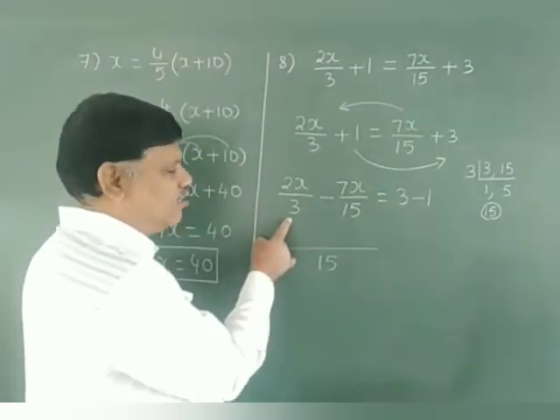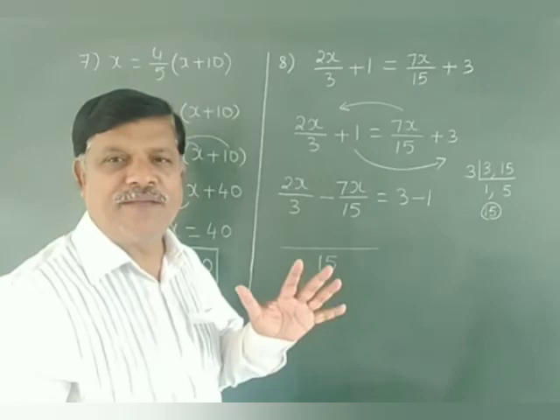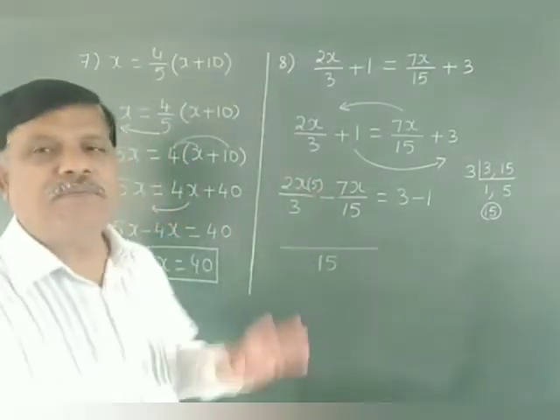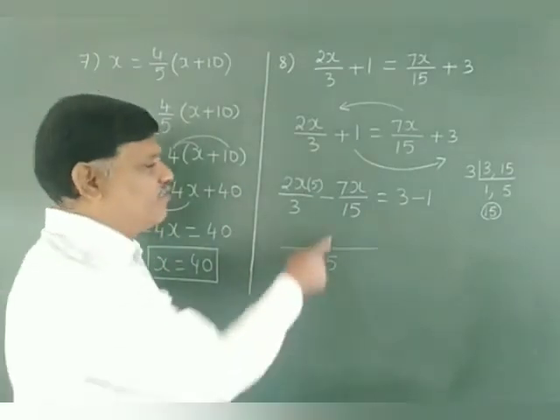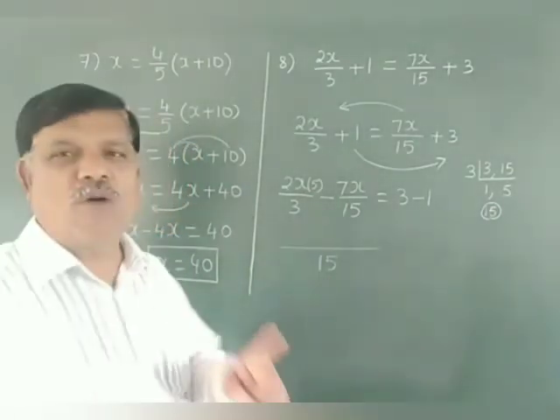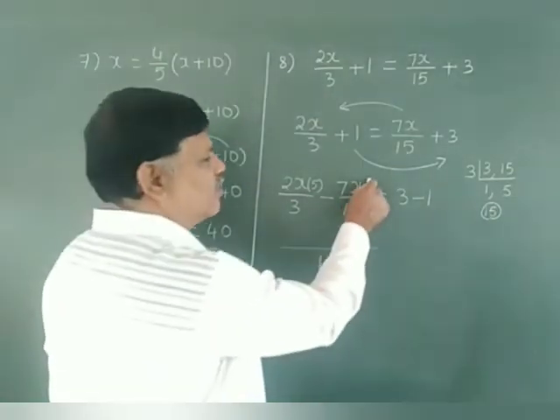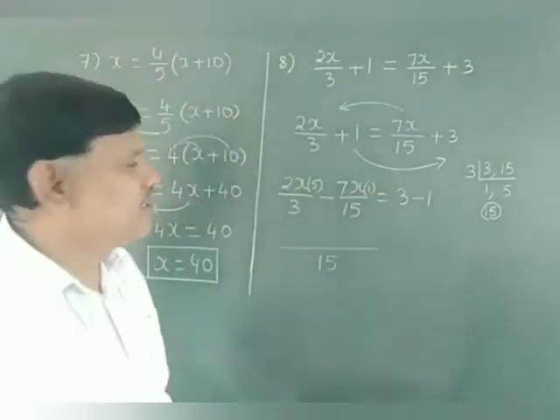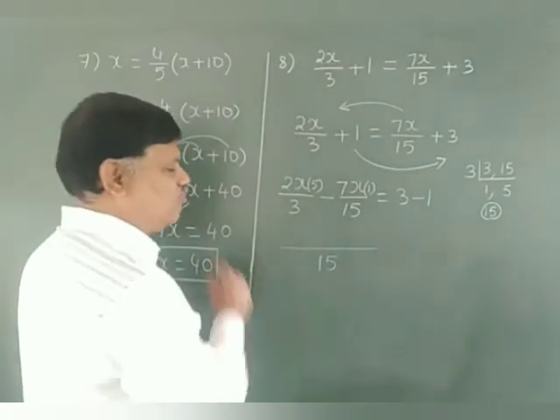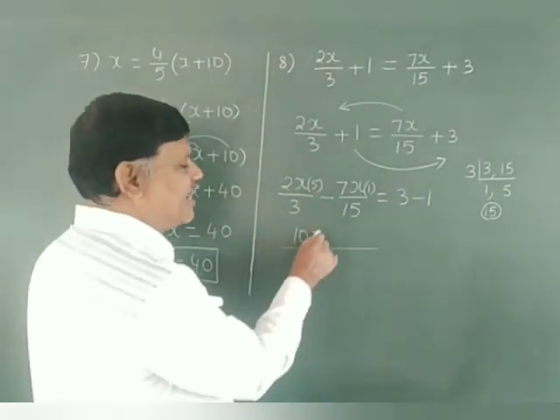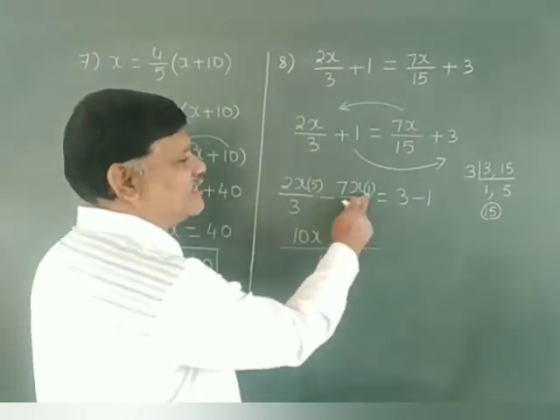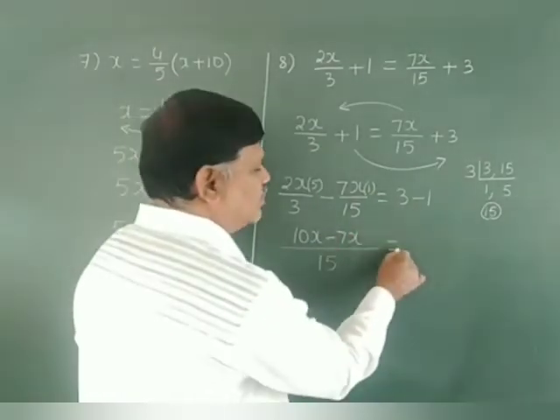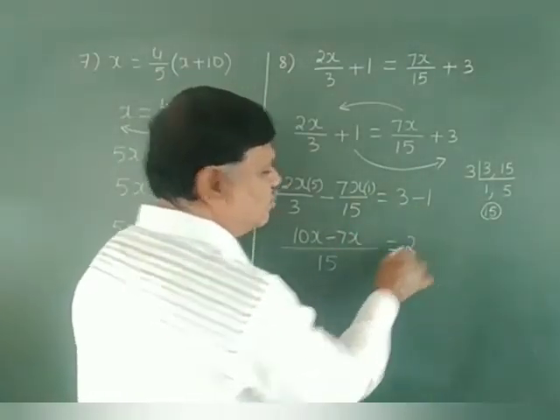Now 3 goes in 15 for how many times? 5 times. Therefore this numerator is multiplied by 5. Now 15 divides 15 for how many times? 1 time. Therefore this numerator should be multiplied by 1. Now 2x into 5 means what you get? 10x. And 7x into 1 I get minus 7x equals to 3 minus 1, 2.